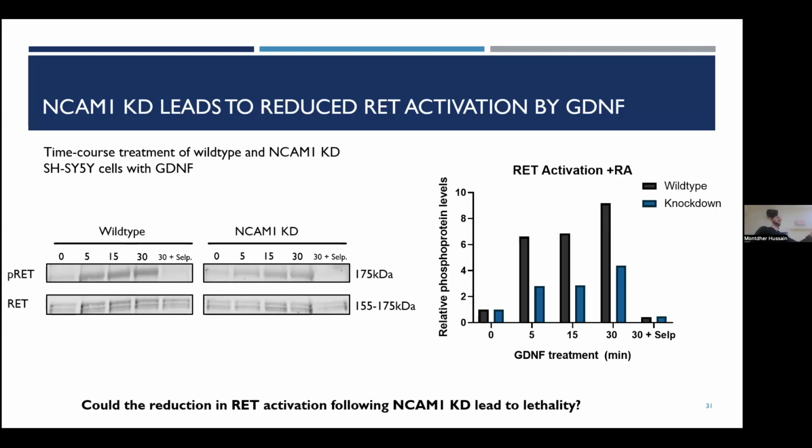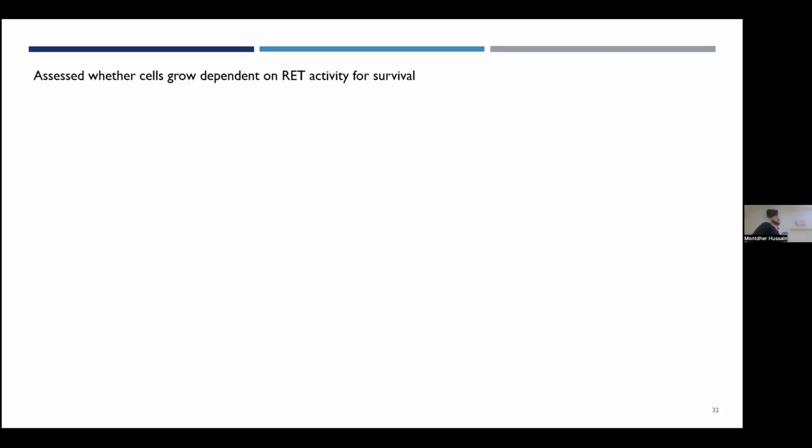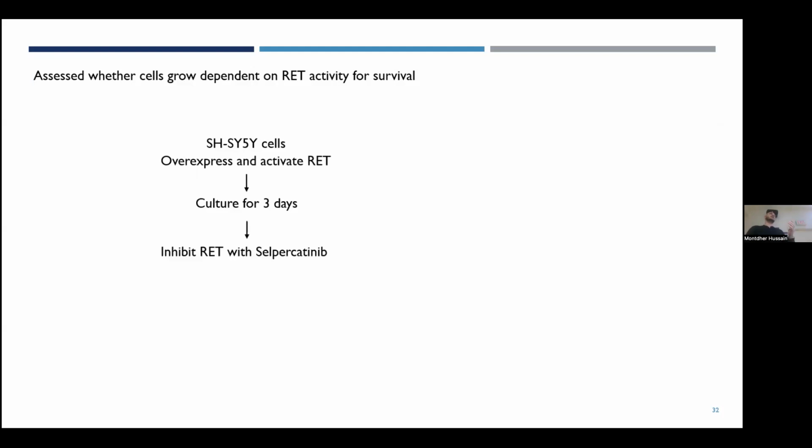And so could this actually be a mechanism that's leading to the synthetic lethality that we were seeing earlier? Is knockdown of NCAM1 actually leading to reduced RET activation, which then kills these RET overexpressing cells? And so to assess that, I did a growth assay or a dependency assay where I seeded some wild type cells. I then overexpressed and activated RET and allowed them to grow for 3 days. I then added a highly selective and potent RET inhibitor called selpercatinib, and then continued to culture them for 3 days. And then I assessed their viability.